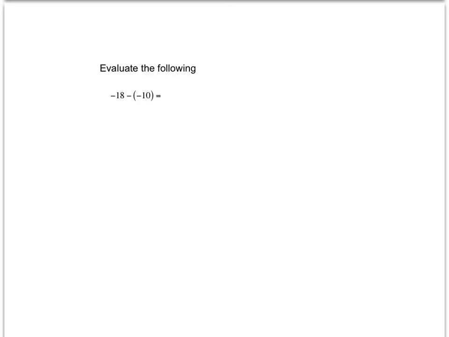Evaluate -18 minus -10. Well, before I start grappling with this, I'm going to rewrite some things. I'm going to look at this -18, and we're going to switch this to addition. Well, then the question is, what am I adding? Well, I'm adding this stuff over here, and this is where I'm going to rewrite some things. This right here is what I'm adding. Now, so this is -18 plus what?